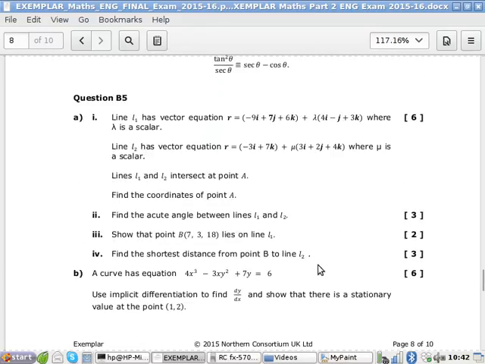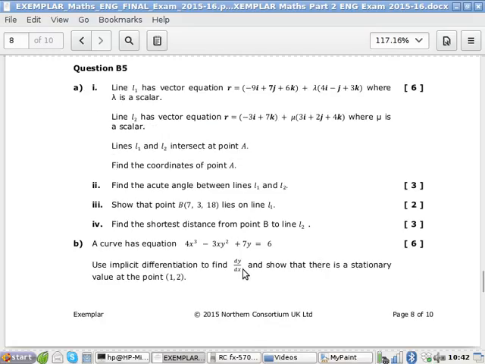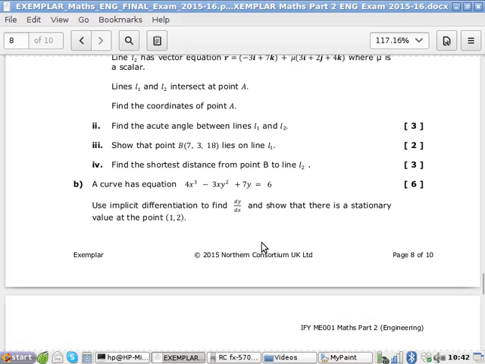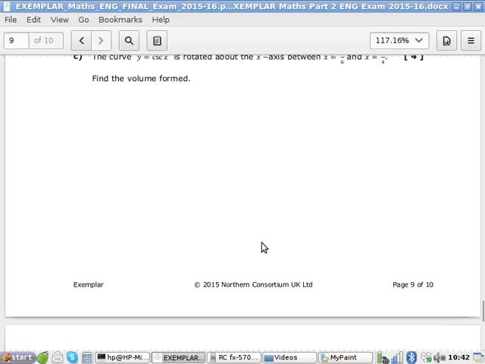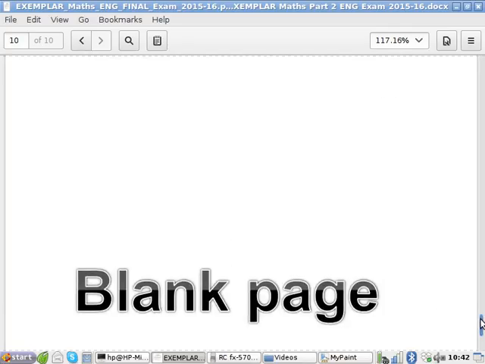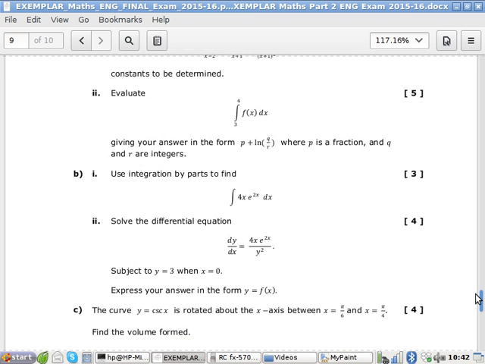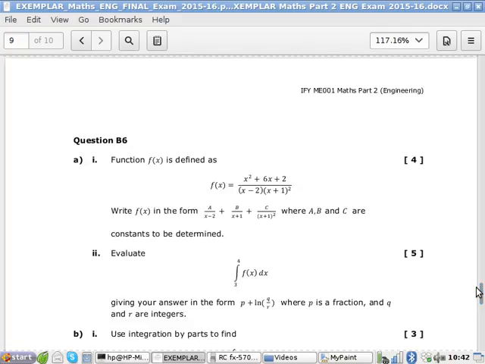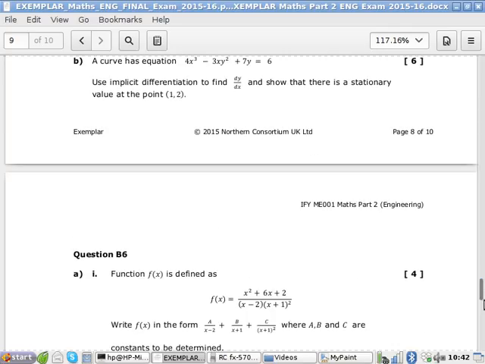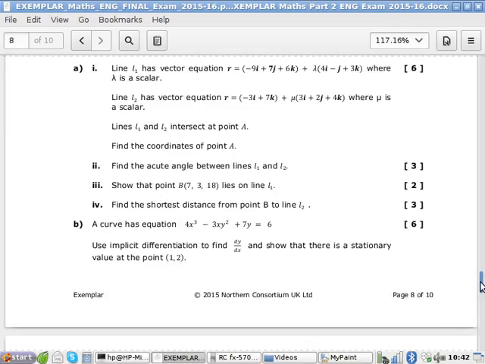B5 is vectors. You like or don't like vectors? Part B is implicit derivatives. It's okay. And then the exam finishes. Number 6 is integration and volume and ODEs and partial fractions. So it's okay. Well, difficult, but it's okay. Strange, no probability question this year.